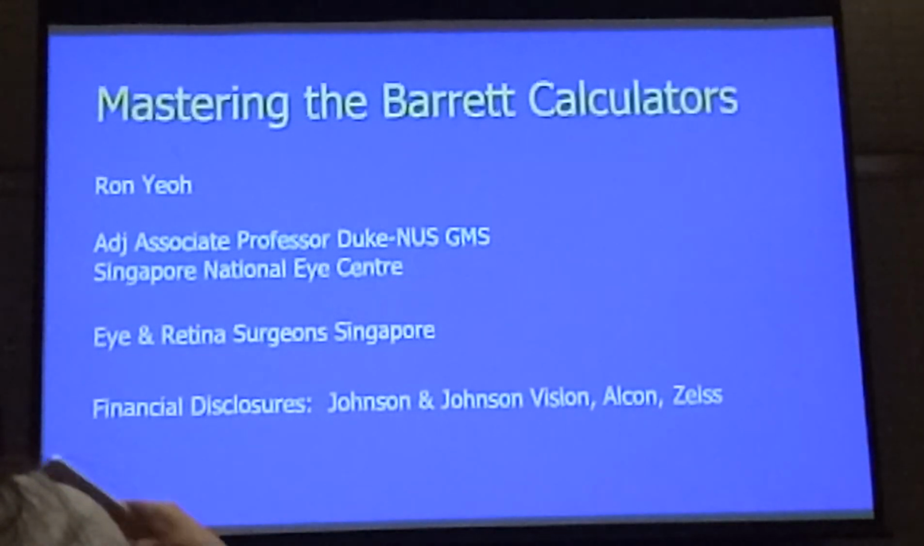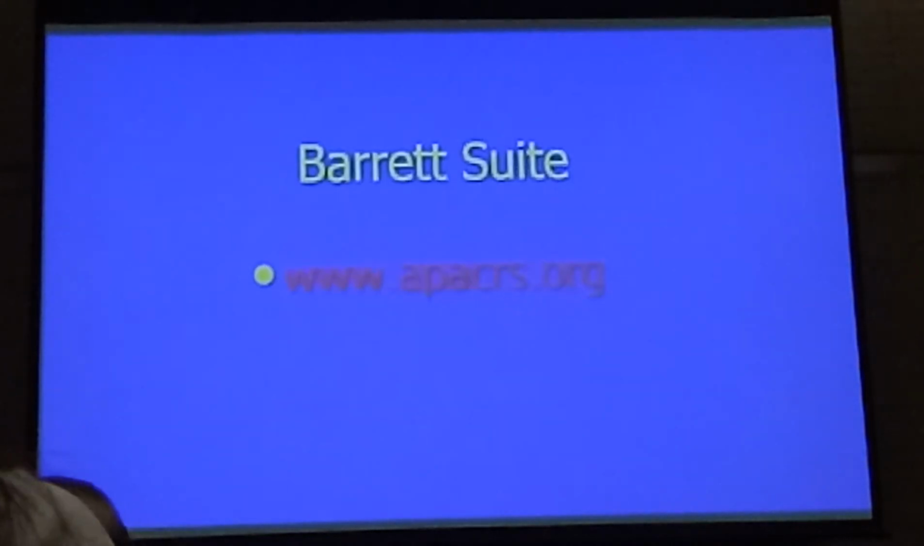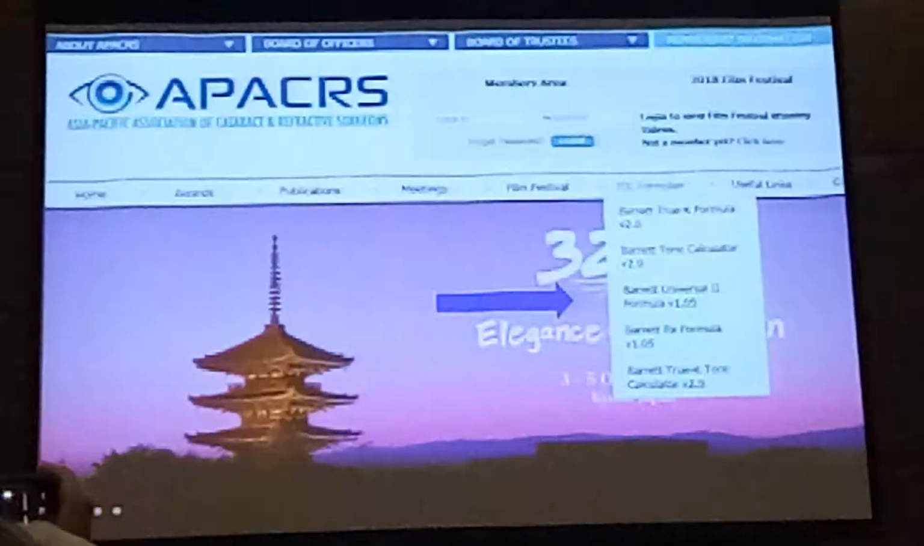numbers behind the calculators. I'm just going to say a few quick words from the practical point of view, and then let's go online and use the Barrett calculator, which I think globally now is probably the most popular formula. Now, the Barrett suite of calculators can be found on the apacrs.org website. It's free of charge, and this is the formula I use every day.